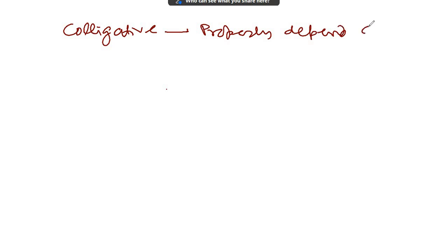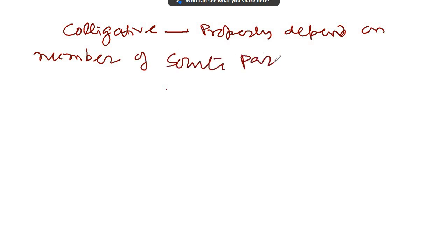All well. In this class I will discuss the colligative properties of solutions. Colligative property is a very important property of a solution which depends upon the number of solute particles, but not on their nature.